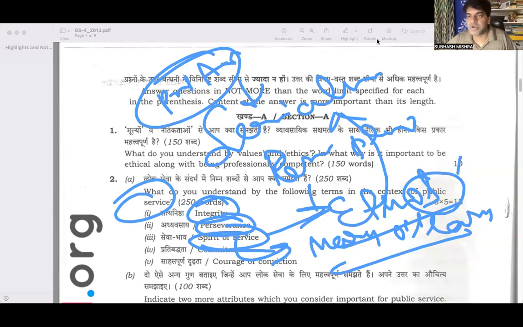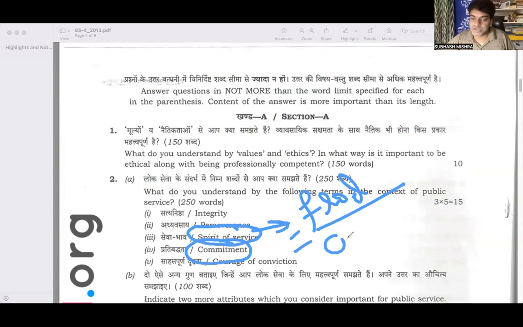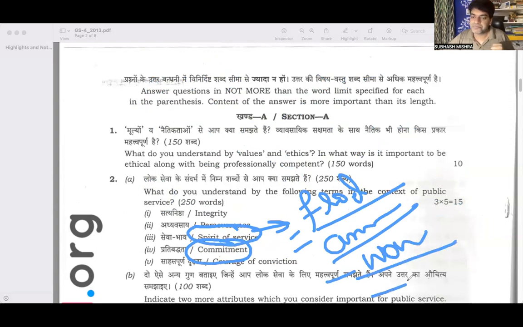Public service is local governance. Public service is local delivery of services. Public service is uplifting those masses who are very poor and taking them along into the mainstream of the society. That is the spirit of service. Then commitment. Some real life examples: in the flood situation, the spirit of service. In the emergency situation, spirit of service. In the war situation, spirit of service. In disaster management, spirit of service.